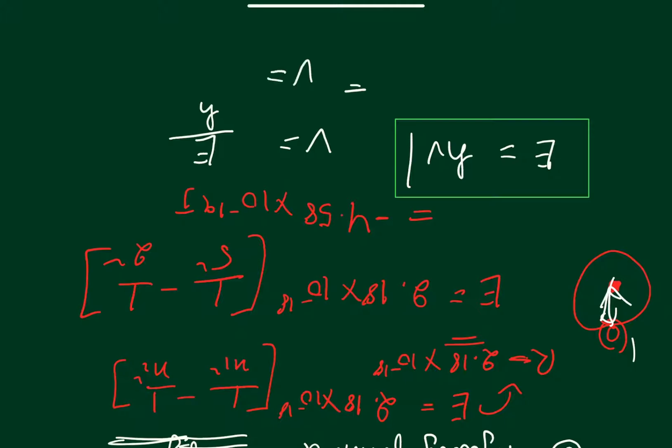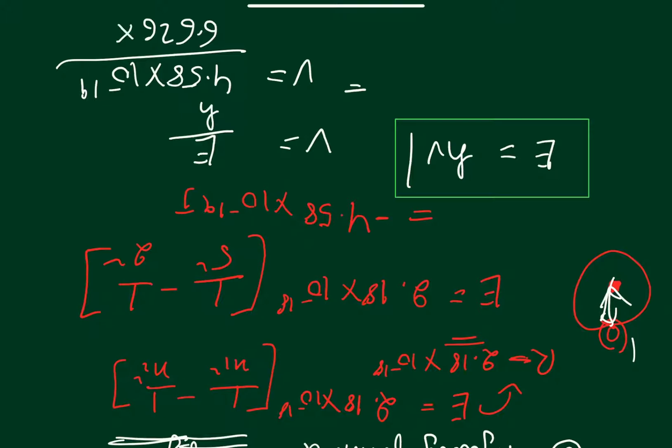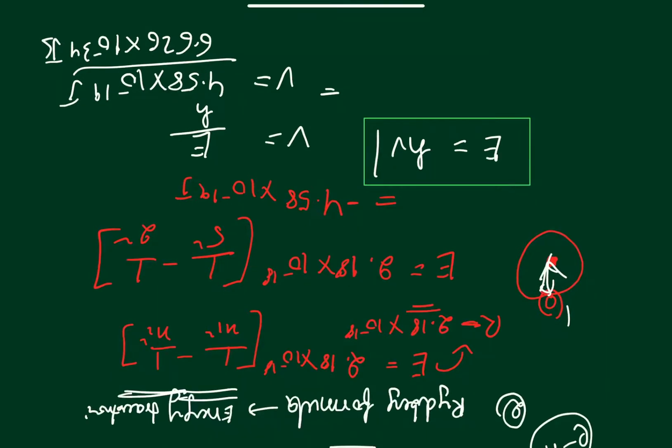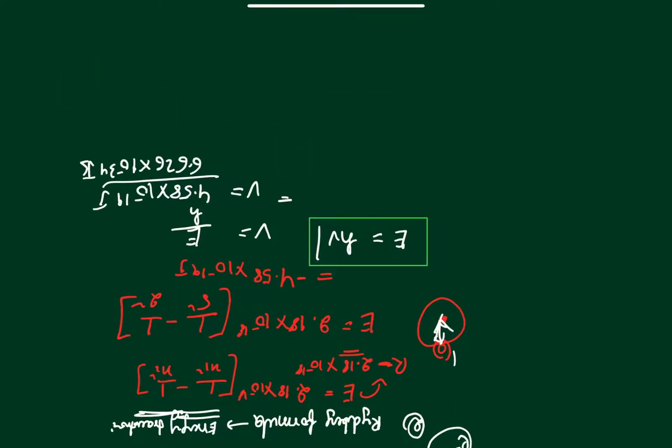So your nu will become 4.58, which we calculated, into 10 power minus 19 upon h. H is Planck's constant. The value again to be remembered is 6.626 into 10 power minus 34 joule second. Joule second is the unit of Planck's constant, so please remember this value. Now you will get the value of nu, which I told you before also, 6.91 into 10 to the power 14 hertz. Now you have got the frequency.